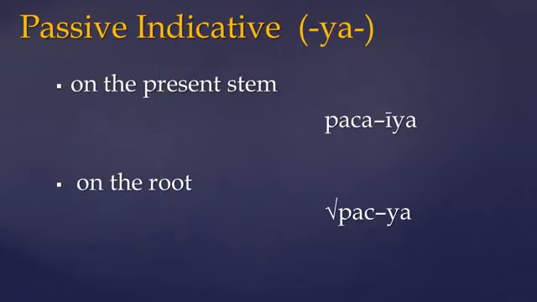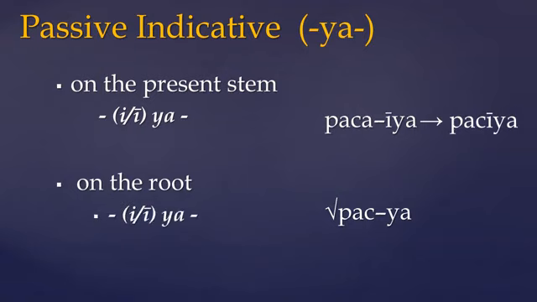So going back to our verb to cook, the passive indicative is formed on the present stem by the addition of ya with an interceding e, making a new base, pachiya. And on the verb root too, we can also add a version of iya, or the infix ya can be added directly to the root, in which case the consonants assimilate.